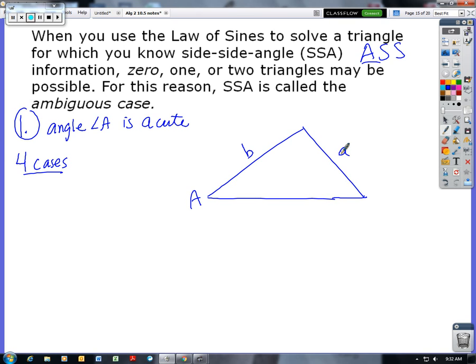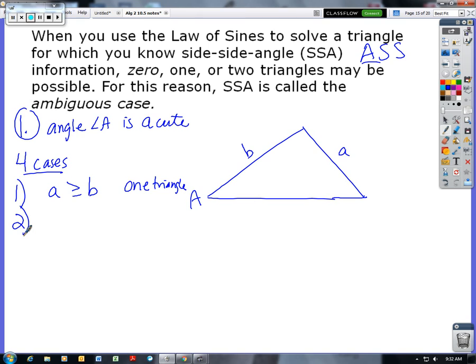Oh, sorry, a little bit of a headache. Okay, first case. Little a is greater than or equal to b. If that's the case, will we have a triangle? Yes, because if little a is bigger than b, then it has to swing way out here somewhere, and it's going to form a triangle. So we will end up getting one triangle if that happens.